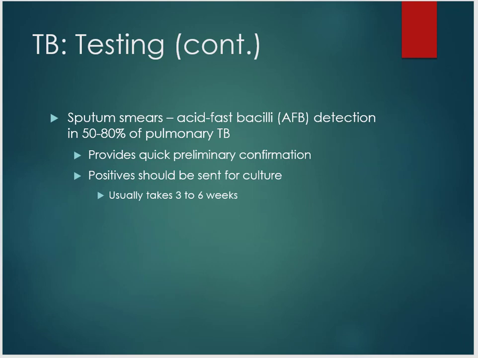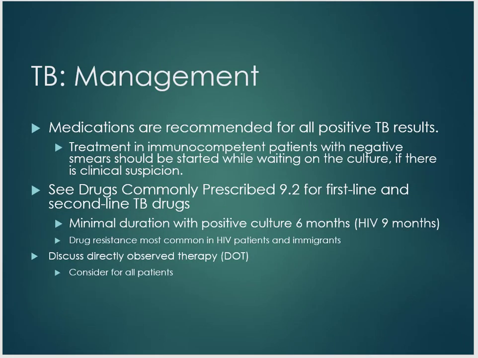In the testing, as we've talked earlier, sputum smears, which are done by an AFB, and that's a detection test that is seen in 50 to 80% of pulmonary TB. It provides quick preliminary confirmation, and positives should then be sent on for culture, which usually takes anywhere from 3 to 6 weeks. So your patient has TB. What's our next step?